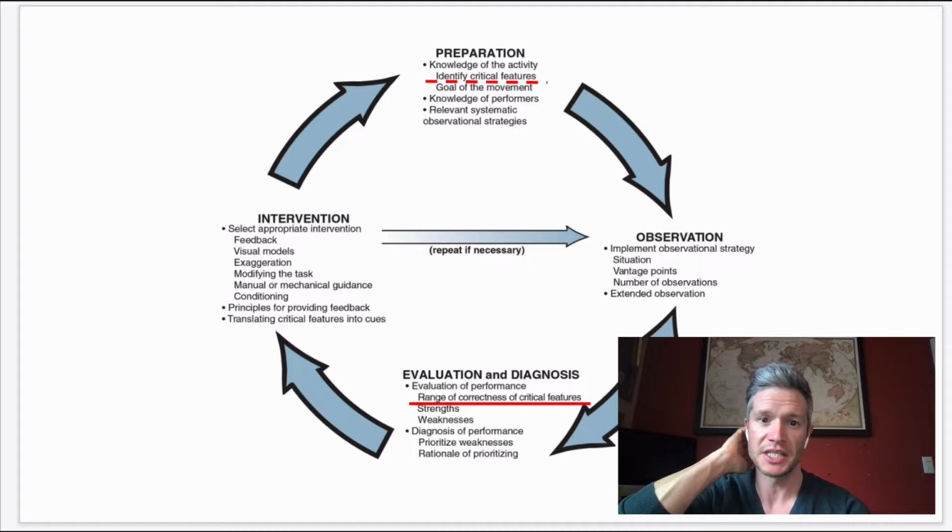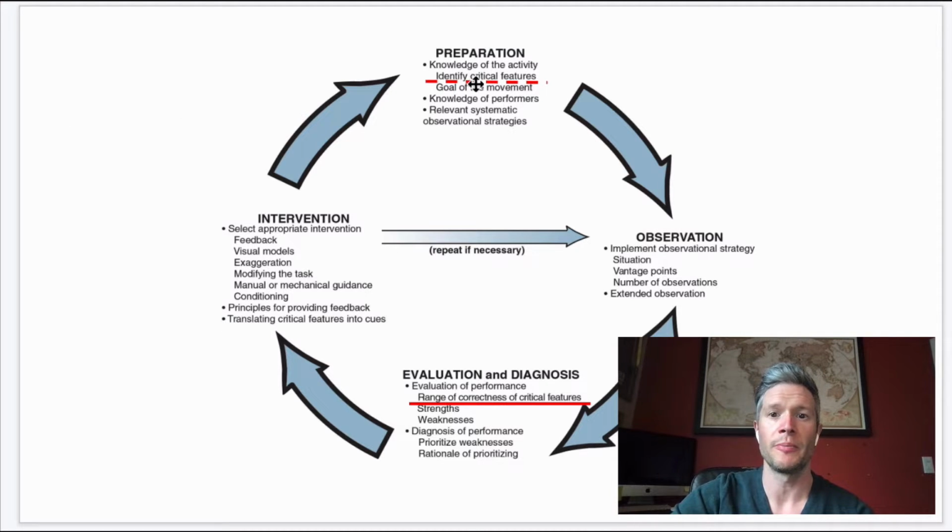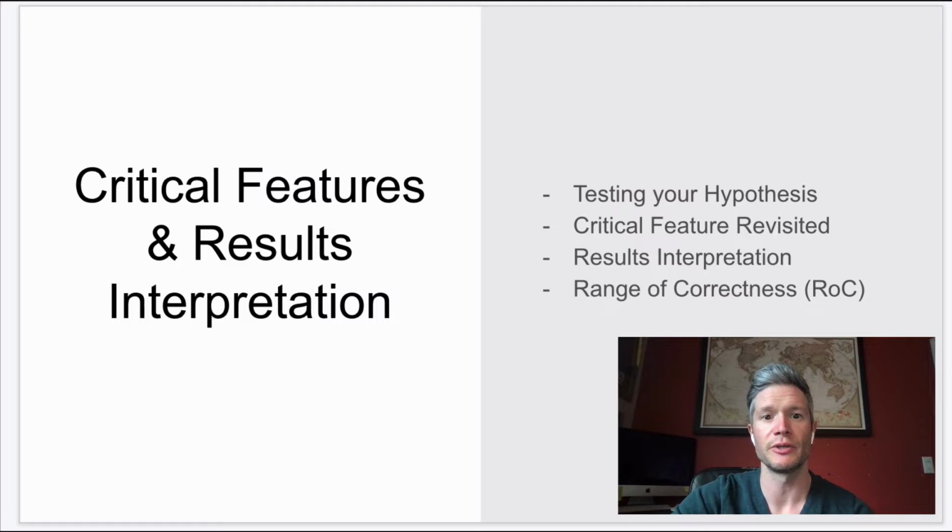So again, just placing this in your QMD cycle. Realistically, we're going back and revisiting this phase, even though we haven't gone through the whole process yet. We're going to go back and look at the critical features and revisit those, flush them out, make them stronger, as well as the range of correctness for the critical features here in the evaluation, or diagnosis phase, of your QMD.